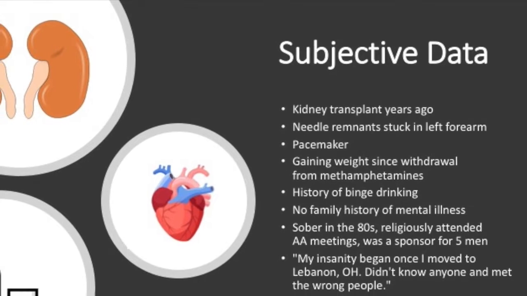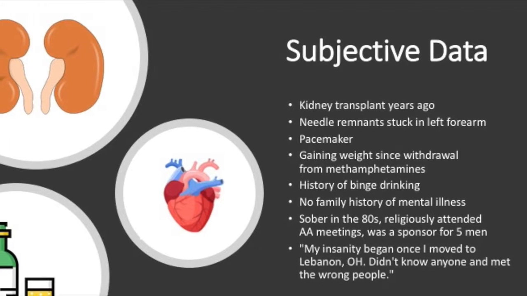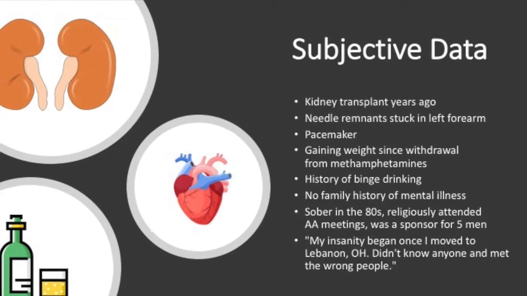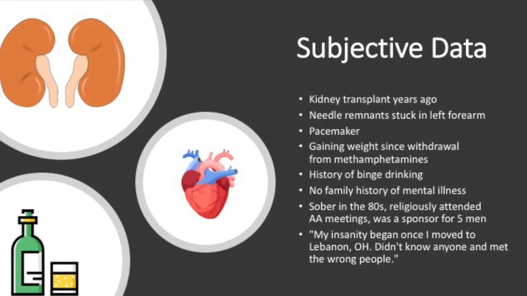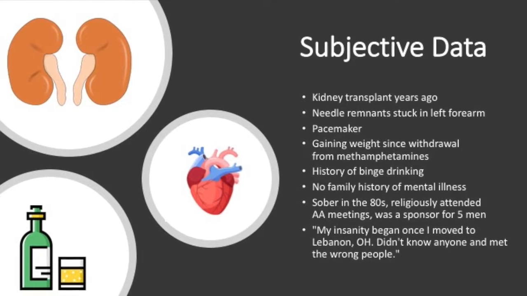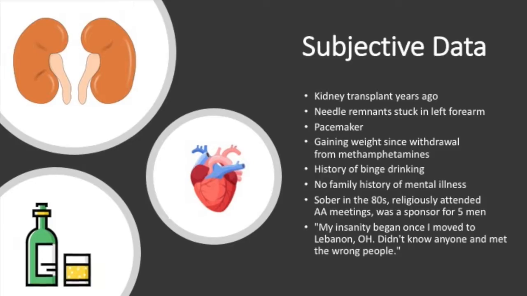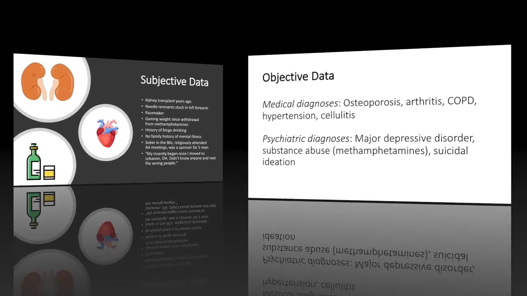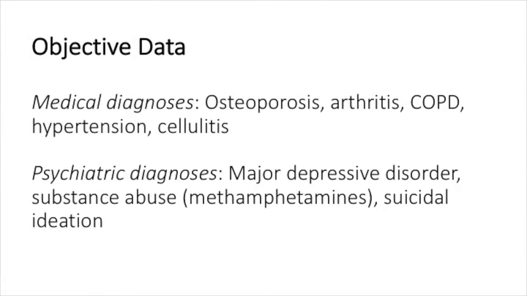The patient reports that his quote-unquote insanity began once he moved to Lebanon, Ohio, because he didn't know anyone and he met and became close with the wrong people. The patient has medical diagnoses of osteoporosis, arthritis, COPD, hypertension, and cellulitis. And the patient has a psychiatric history of major depressive disorder, substance abuse of methamphetamines, and suicidal ideation.